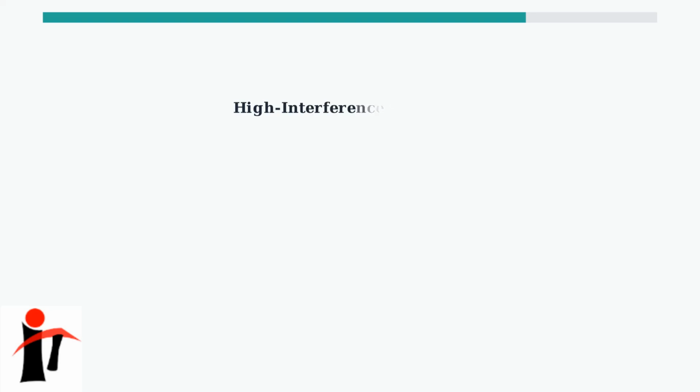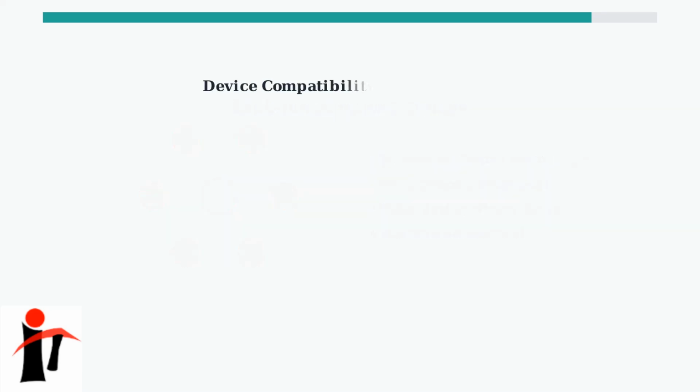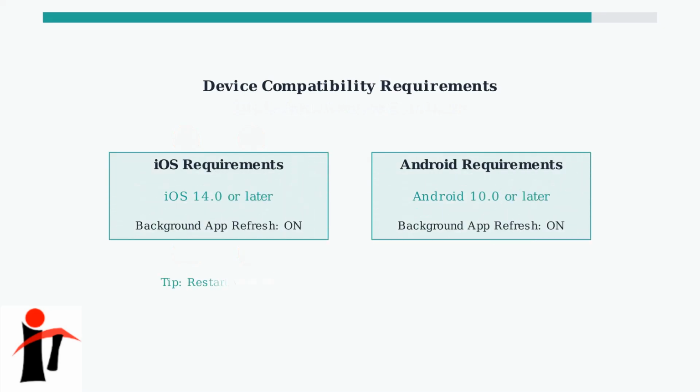In high interference environments with many competing Wi-Fi networks, temporarily disable other Wi-Fi networks during setup. This reduces signal conflicts and improves registration success rates. Finally, ensure your mobile device meets minimum requirements. Outdated operating systems like iOS versions below 14 or Android versions below 10 can cause registration failures. Also check that background app refresh is enabled for the Eero app.